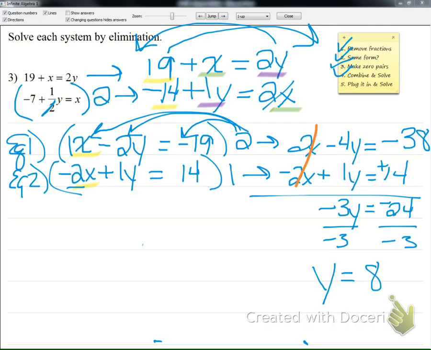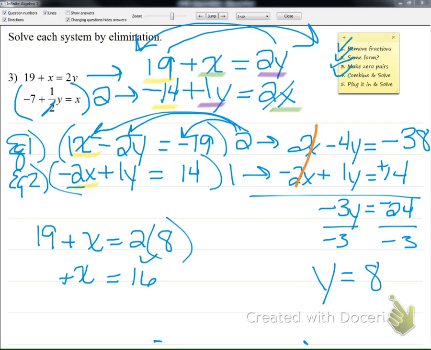Plug it back in. So choose one of the original equations. Hey, take a guess which one I'm going to choose. Regardless how big the numbers are, I'm going to choose that equation that does not have any fractions in it. 19 plus x is equal to 2 times the y value, which we said was 8. All right, let's solve for x. Simplify this and we'll get 16 is equal to, let's see, the x plus 19 here. To get x by itself, we have to subtract 19 from both sides.